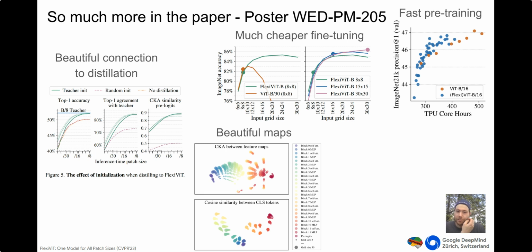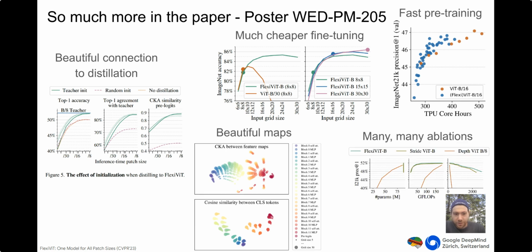We also have a lot of different types of analysis to try to understand and see what's going on in the model. We have tons of ablations with different ways that we could have made things flexible, but that work much worse, like for example flexible depth, flexible stride, and we open sourced the code and a whole bunch of pre-trained models in the Big Vision repo that you can find on GitHub.